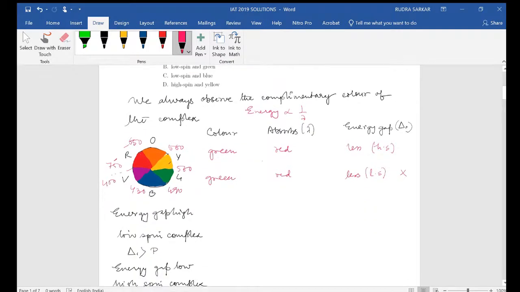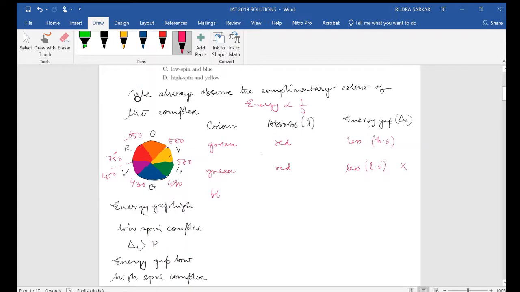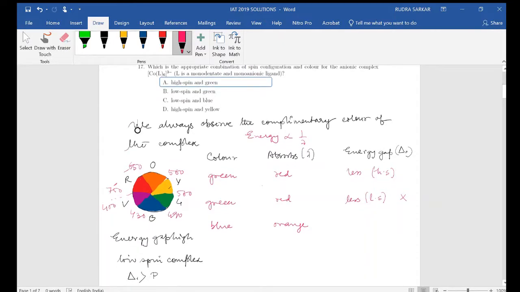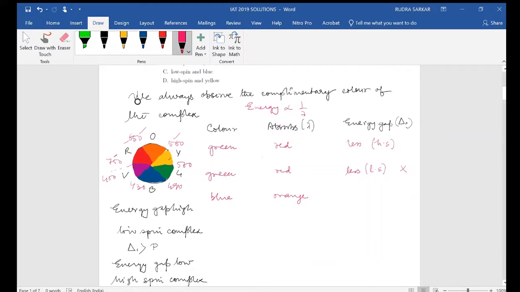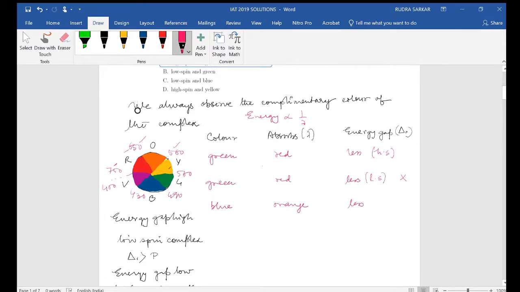Next one they are saying blue, that means it is obviously absorbing orange. Okay. And orange is what, very much close to red, lying within the range of 650 to 580 nanometer. That means again energy gap is less, and they are saying it should be low spin, but it should be actually high spin. So this is again wrong.